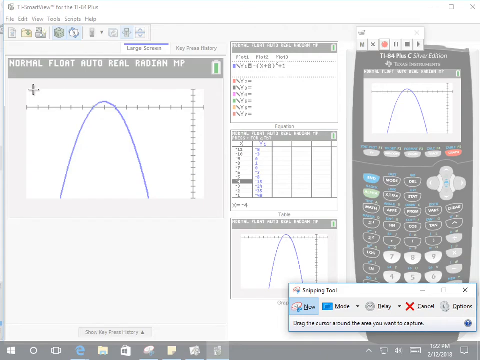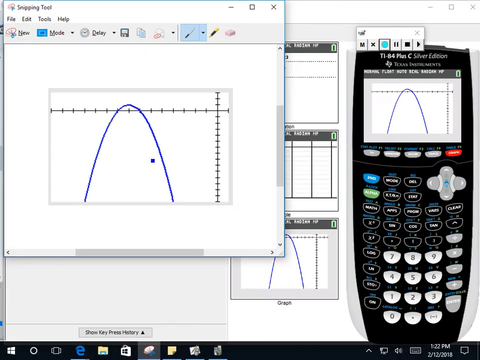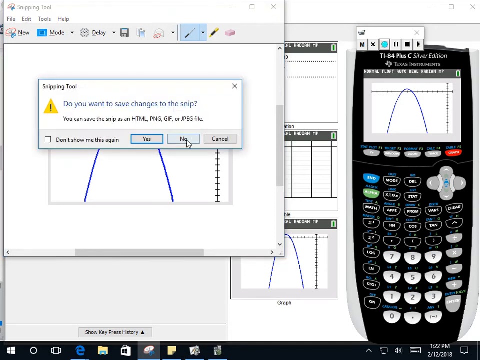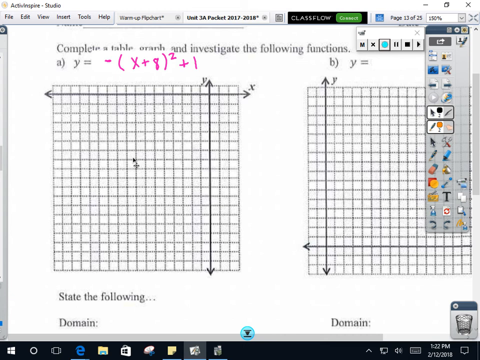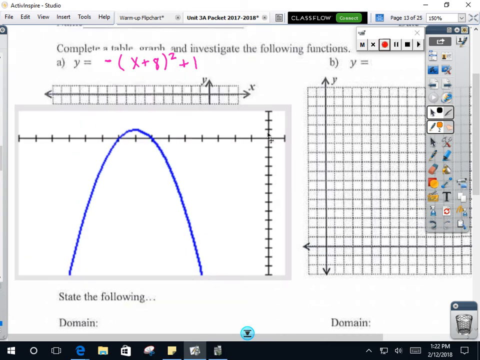Some of y'all need to pay attention. The test is Friday. Okay, shh, we don't have time.